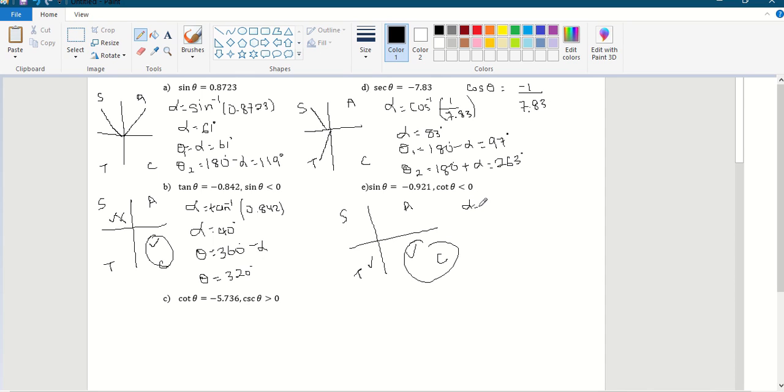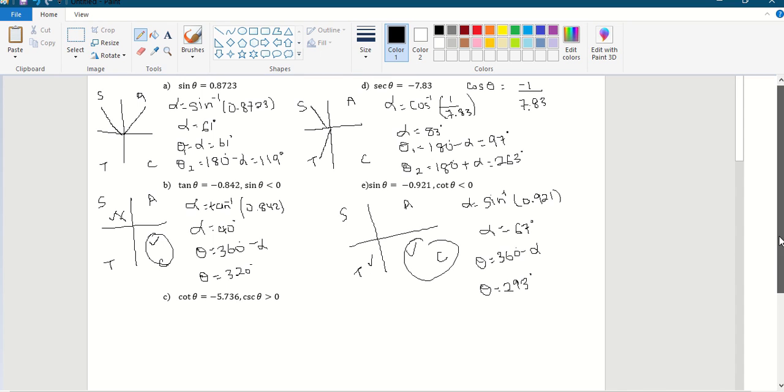So alpha here will be sine inverse positive 0.921. Because we use absolute value, we take positive only. We get 67.07, so we will say 67 degrees. Theta here then is 360 minus alpha. In our case 360 minus this, we get 293 degrees. Once we have 293 degrees, that's the answer we have, only one in the fourth quadrant.